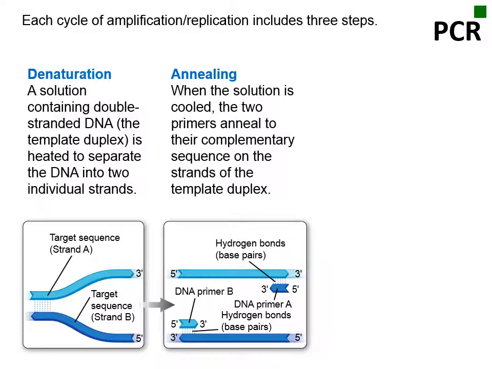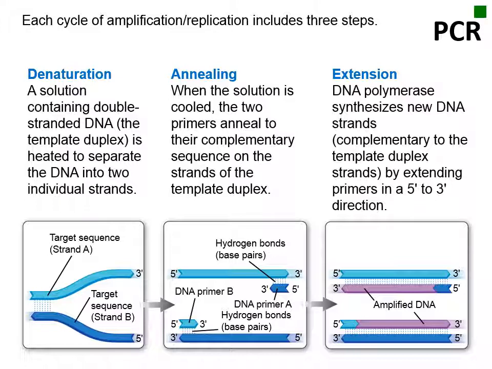The third step is extension. In this step, DNA polymerase is used to synthesize a new strand of DNA, building from the 3' end of the DNA primer, the same way that cellular DNA polymerase synthesizes new DNA strands in the cell. These three steps make up one cycle of PCR. In order to make many copies of DNA, 30 to 40 cycles of PCR are performed, so after the extension step, the process starts back over at denaturation.